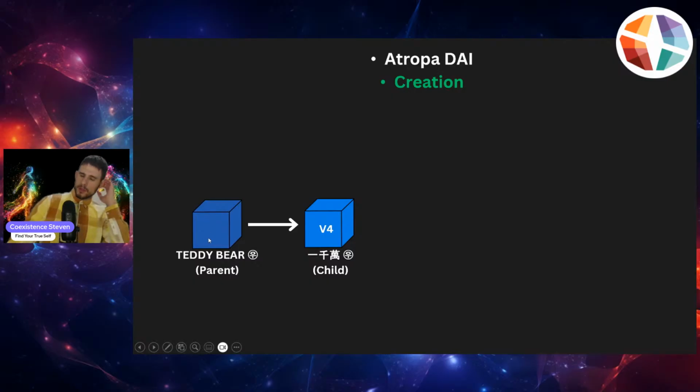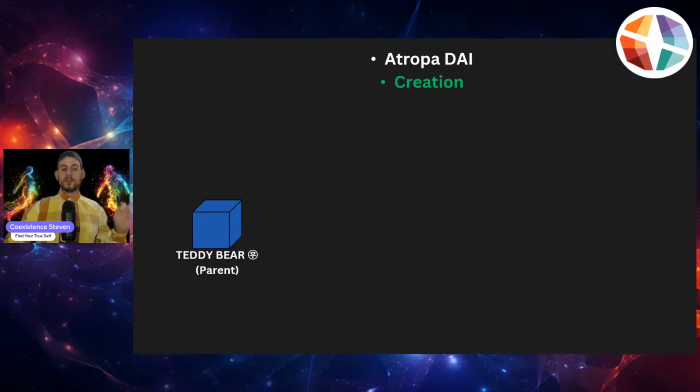Sorry, what have I said? My bad. I take that back. Let's go back to the beginning. So teddy bear, parent to child, V4 minter. Parent is teddy bear, child is this teddy bear here.